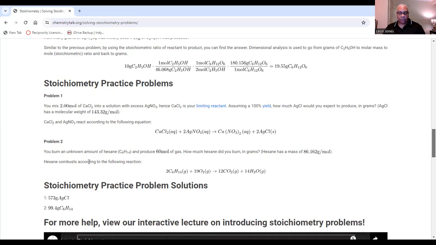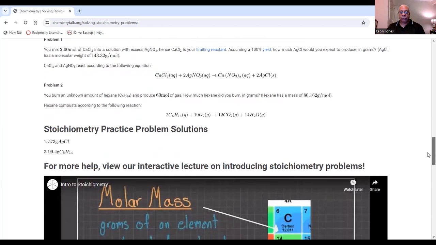So what we have here, you burn an unknown amount of hexane. Hexane, when you hear the word hex, that should already trigger, that's going to be 6. So hexane is C6H14. Now, again, hexane has a mass, and you get your mass from your periodic table. Your periodic table is going to give you grams per mole. And the equation is already balanced right here.